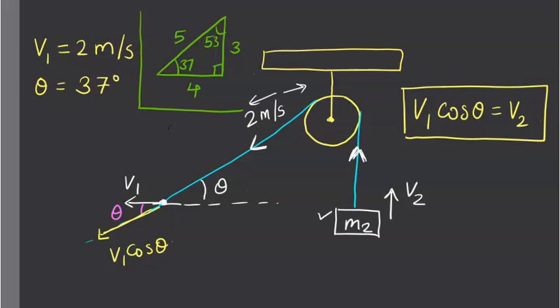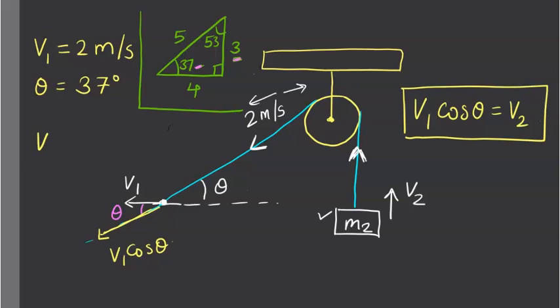Always remember this: the side opposite to 37 is 3. The way to remember is that 37 and 3 have the first digit in common, and then 5 is the hypotenuse and 4 is the remaining side. Now v1 cos theta. So what will be the v2, they will ask.